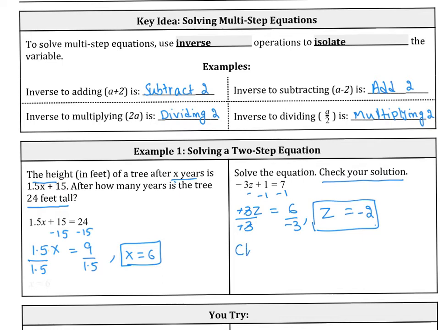Now we're going to check the solution. You use the given equation, -3z plus 1 equals 7, and instead of z, you use its value, -2. So -3 times -2 is 6, plus 1 equals 7, which means 7 equals 7. That is true, so your checking part is complete. The right answer is z equals -2. Now please pause the video and try the try problems, and we will go over them with the class together.